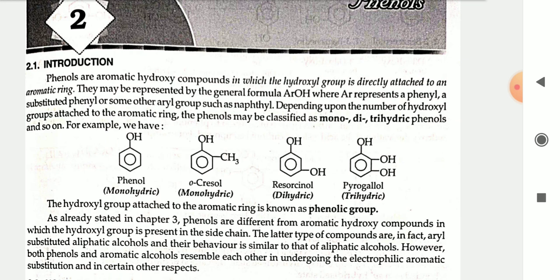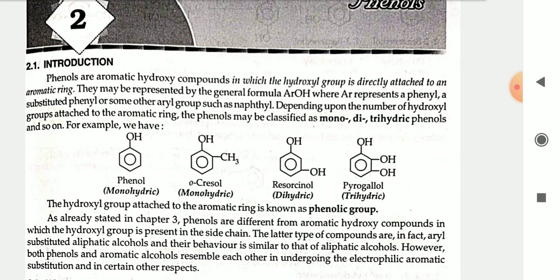Introduction. Phenols are aromatic hydroxy compounds in which the hydroxyl group is directly attached to an aromatic ring. They may be represented by the general formula ArOH, where Ar represents a phenyl, a substituted phenyl or some other aryl group such as naphthyl. Depending upon the number of hydroxyl groups attached to the aromatic ring, the phenol may be classified as mono, di, trihydric phenol and so on. For example, we have monohydric, dihydric, trihydric, etc.